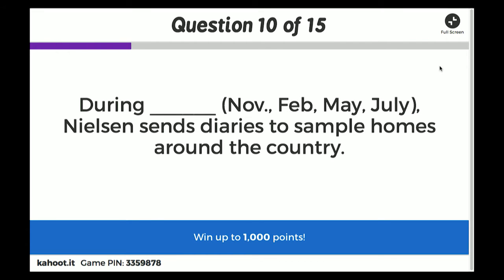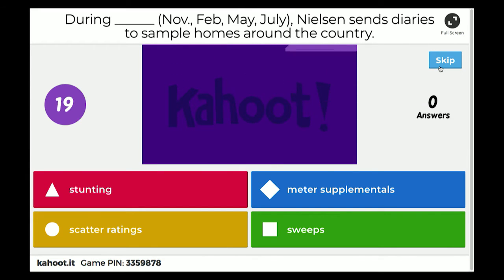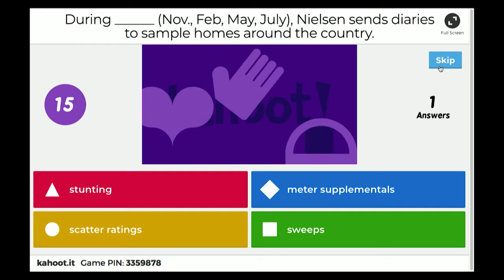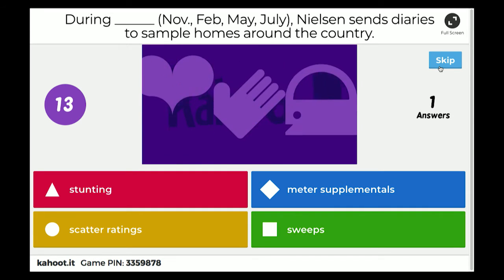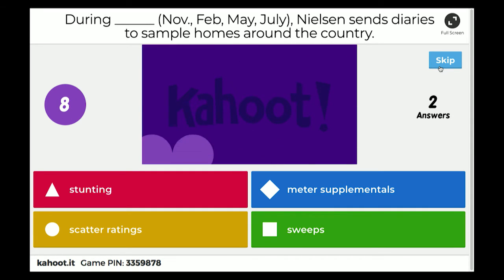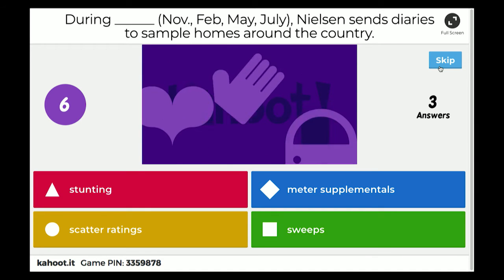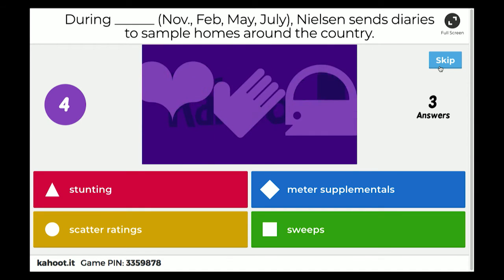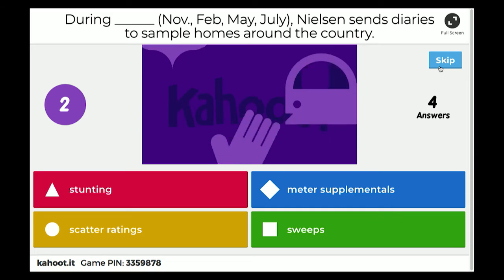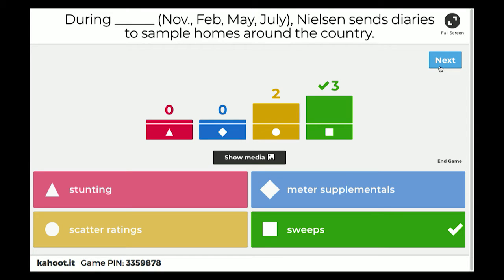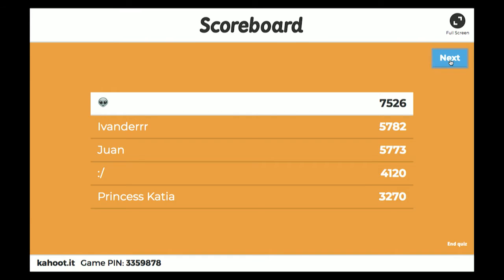All right, during 4 weeks out of the year, Nielsen sends diaries to sample homes across the country. What's that period called? Remember, 4 times a year, it gets staggered across the country. Okay, it is the sweeps period. So remember, they sweep across the country 4 times a year, gathering the national data.